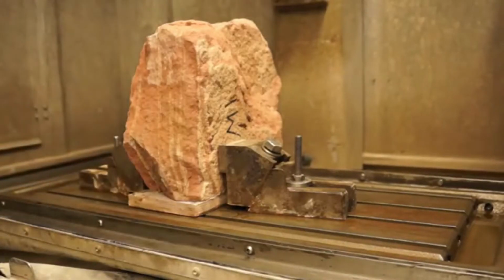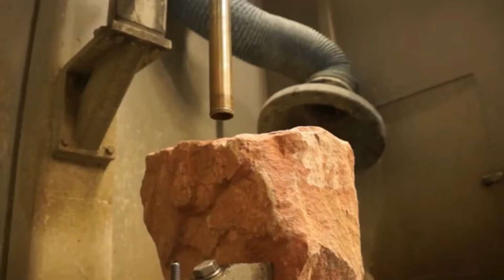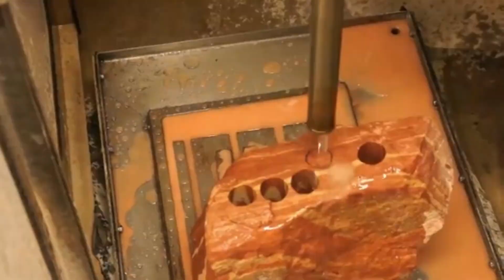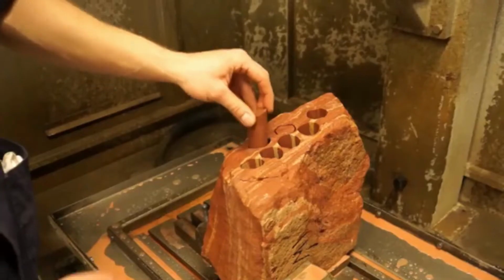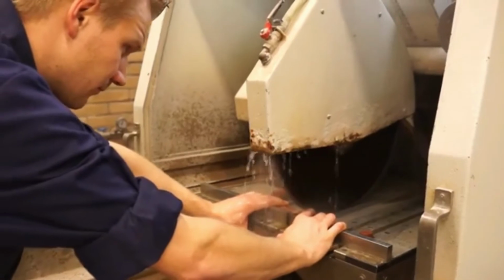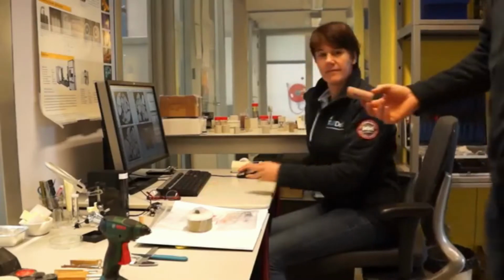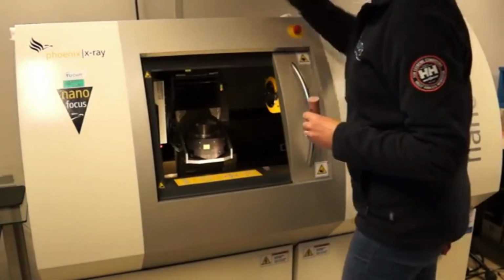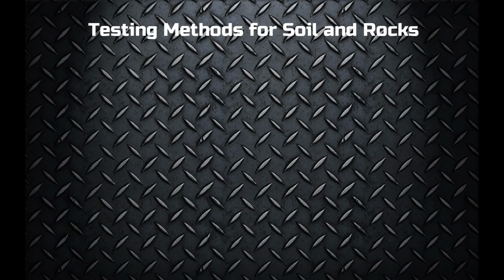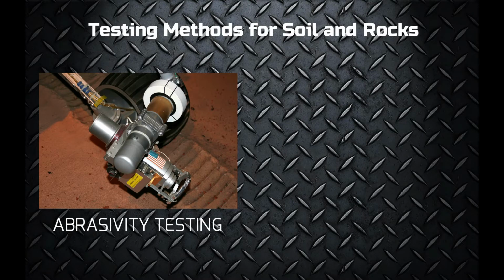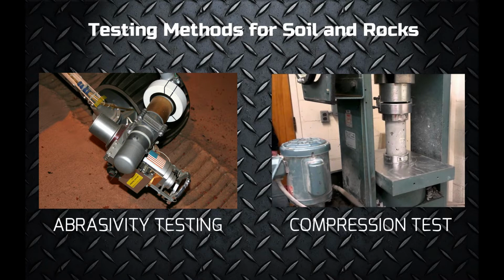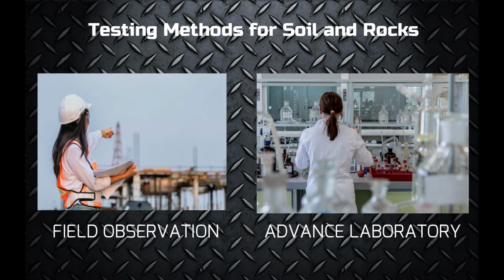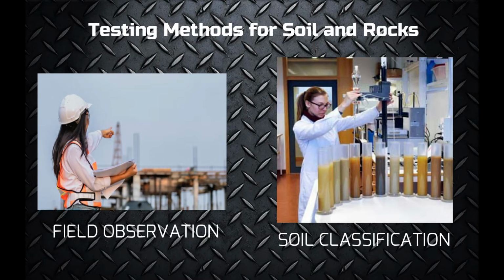Using advanced unconventional in situ and laboratory soil testing methods. The testing methods include stress path for unsaturated soils, while the conventional soil testing methods include field and laboratory determinations of physical, chemical, and mechanical properties of soil and rock. Testing methods for soil and rocks include abrasivity testing for rock and soils, compression test, penetration test, advanced laboratory, field observations, and soil classification.